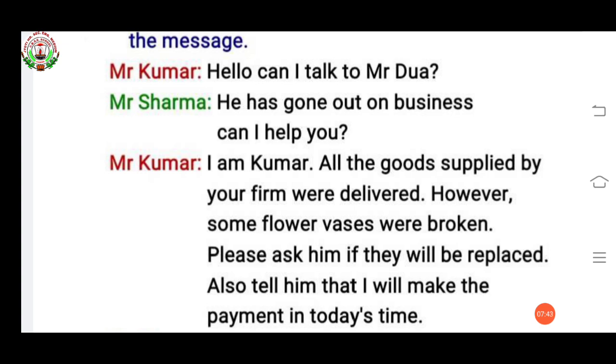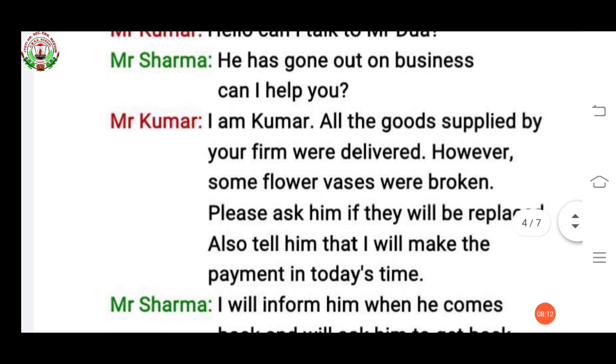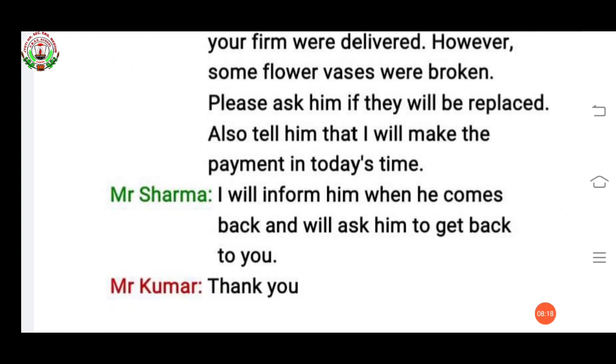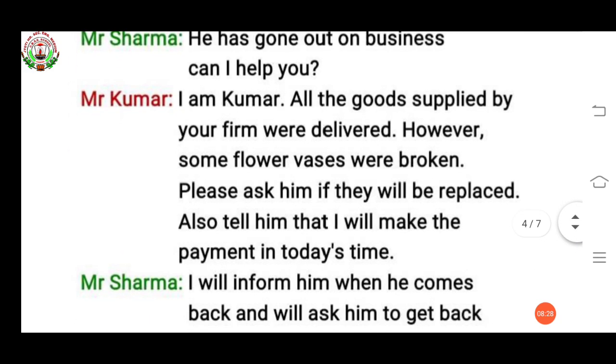So here you see Mr. Kumar calls to talk to Mr. Dua, but he was not available, so Mr. Sharma received the call. Then Mr. Kumar said to Mr. Sharma to tell Mr. Dua that all the goods supplied by their firm were delivered and some flower vases were broken, and please ask him if they will be replaced. This information was given by Mr. Kumar. Who received this message? Mr. Sharma. Now Mr. Sharma said, I will inform him when he comes back and will ask him to get back to you. Then Mr. Kumar said, thank you. I hope you understood this conversation.